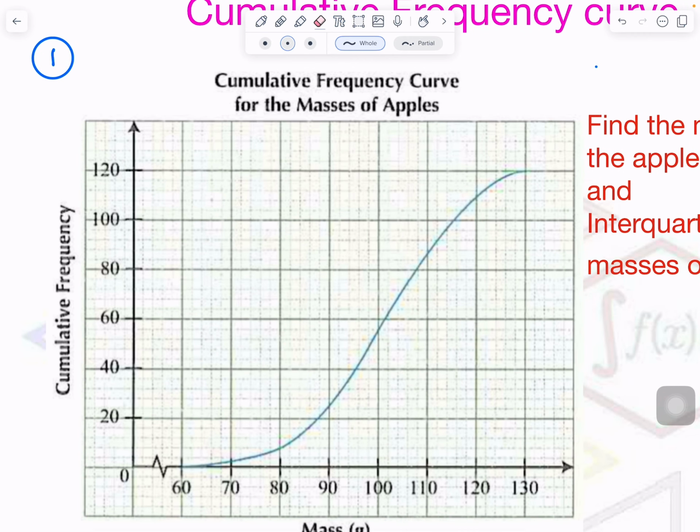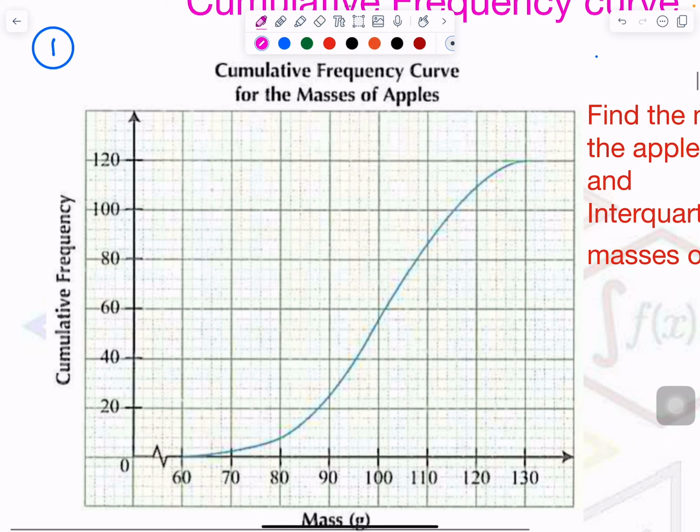Now this sketch is talking about masses of apples. What is the important thing about cumulative frequency curve? It helps you to find out how many are less than a value. So this is called a less than curve. These are telling you the number of apples on the y-axis, and this x-axis is telling you their masses. It's written here.